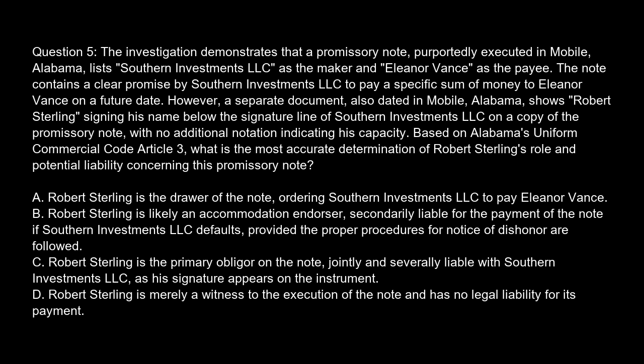Robert Sterling is the drawer of the note, ordering Southern Investments LLC to pay a lien advance. Option B. Robert Sterling is likely an accommodation endorser, secondarily liable for the payment of the note if Southern Investments LLC defaults, provided the proper procedures for notice of dishonor are followed. Option C. Robert Sterling is the primary obligor on the note, jointly and severally liable with Southern Investments LLC, as his signature appears on the instrument.